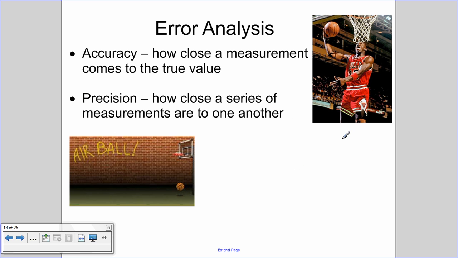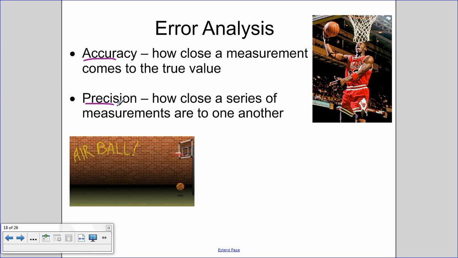All right, so error analysis. We usually talk about 2 words a lot in AP Chemistry. We talk about accuracy and precision. I really hope that you guys have precise measurements and they are also accurate, but you can also have really precise measurements, but they're not accurate whatsoever.